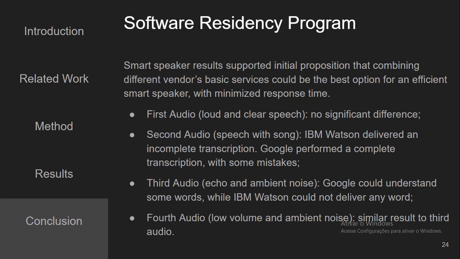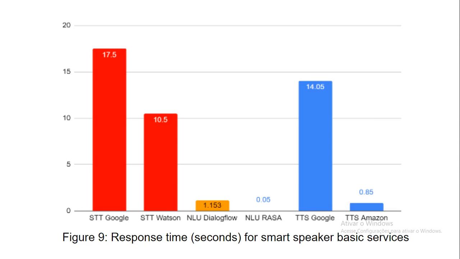Smart speaker results provide an initial proposition that combining different vendors' basic services could be the best option for an efficient smart speaker with minimized response time. On the first audio, we had no significant difference between IBM and Google, for example, but then with the second one, Google could have a better transcription. The third audio, Google could understand some words, but IBM not, and the fourth audio as well. This was for the qualitative part.